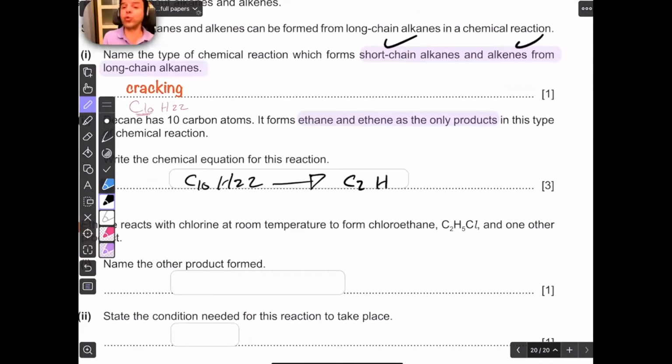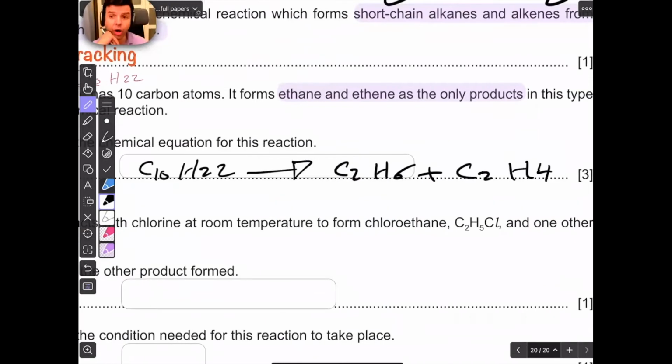C2H6 plus 2 is 6, right? And ethene, which is what? CnH2n, so C2H4. So we wrote the equation. Now all we have to do is balance it. So we need somehow to have the right number of carbons and hydrogens on both sides.